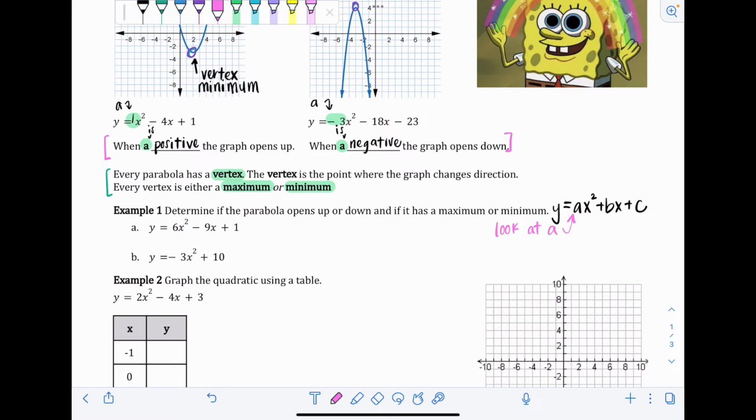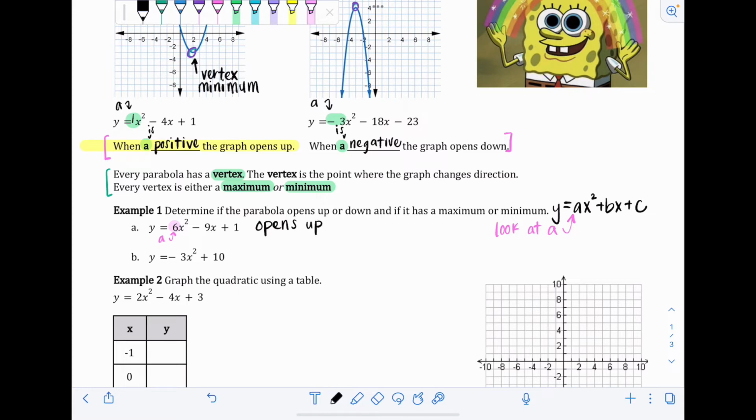Okay, so for example 1a, y equals 6x squared minus 9x plus 1. The only thing I care about when I'm determining if the graph opens up or down is the coefficient of x squared, which is 6. Okay, once I identify that number, I say, is it positive or is it negative? So 6 is positive. So right here, it's really important to have when a is positive, the graph opens up.